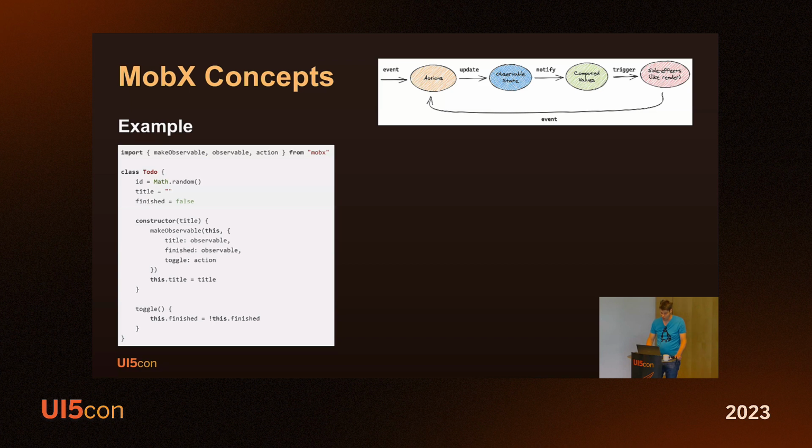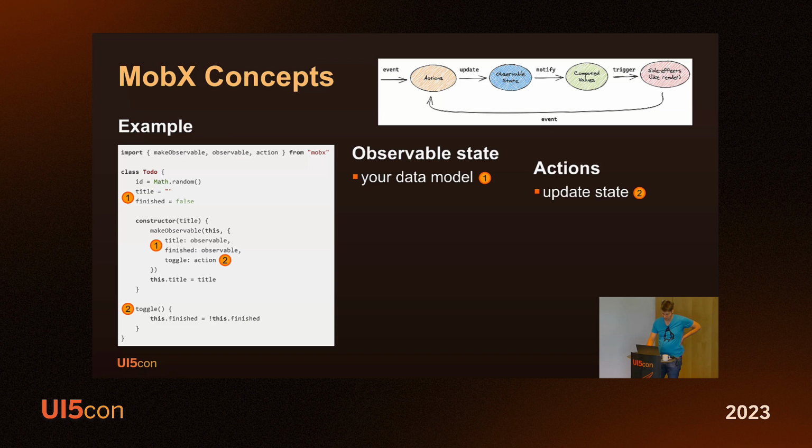This is how a typical store looks like. So here you have the title attribute and the finished property. And you can see we call something here from MobX called make observable. And in the end, you also have an action which toggles the stuff. So here we have the observable state. Here we have the actions. They also do one other interesting thing.